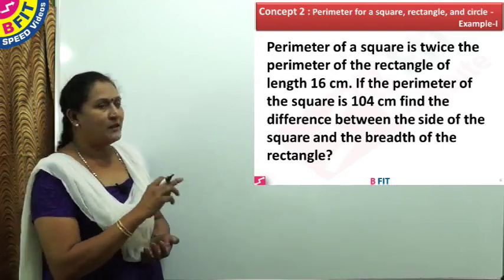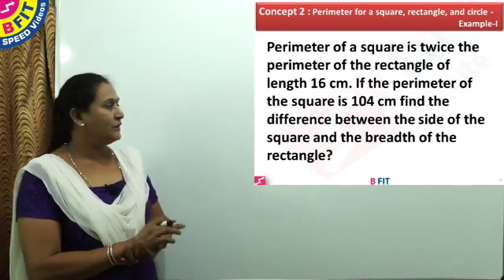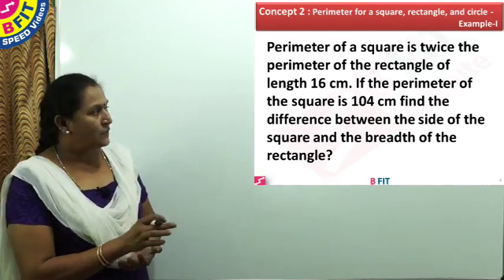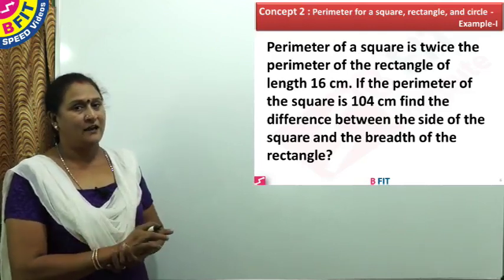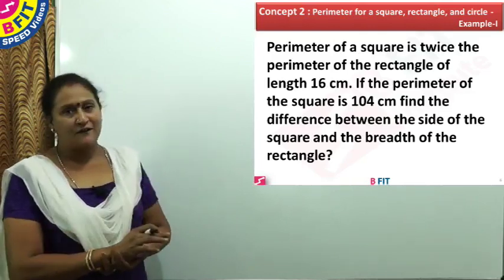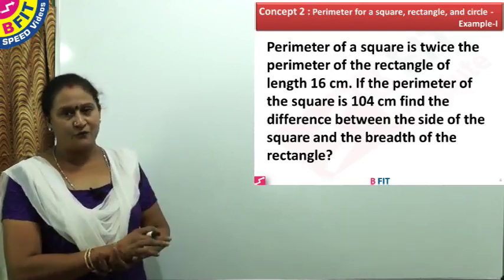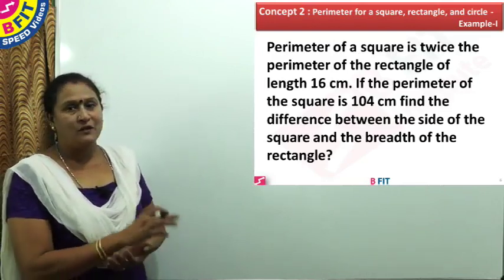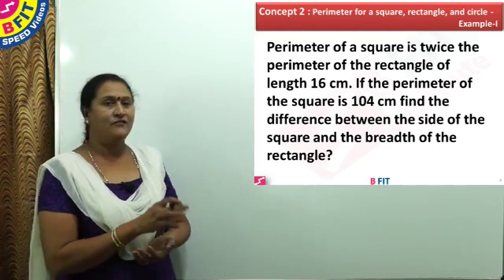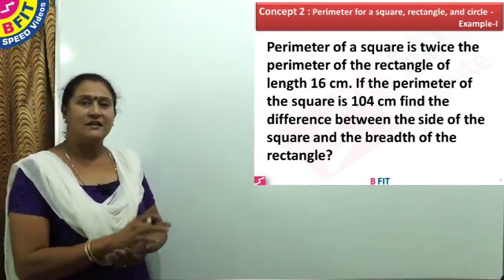With the square perimeter we can find the side of the square. And now, equating to the perimeter of a rectangle, which is half the given perimeter. So take half of 104 and, equating to the perimeter, find the breadth. Then find the difference. So we'll see the working.